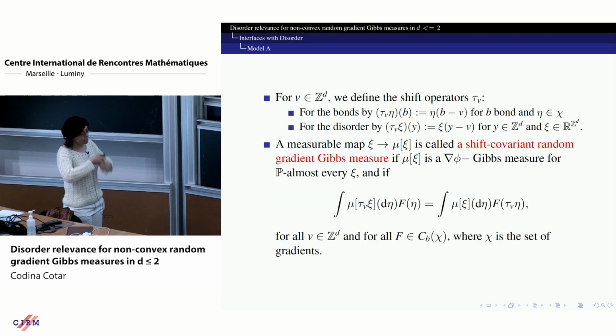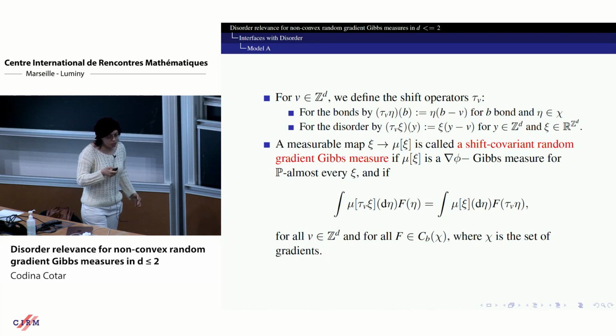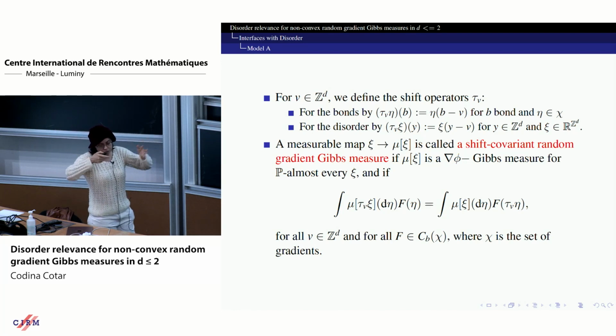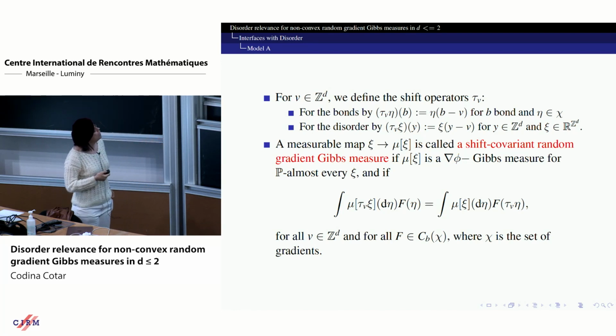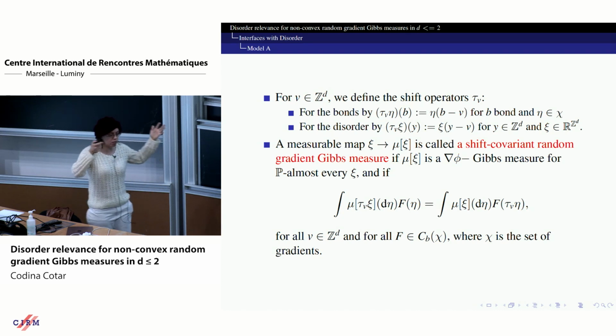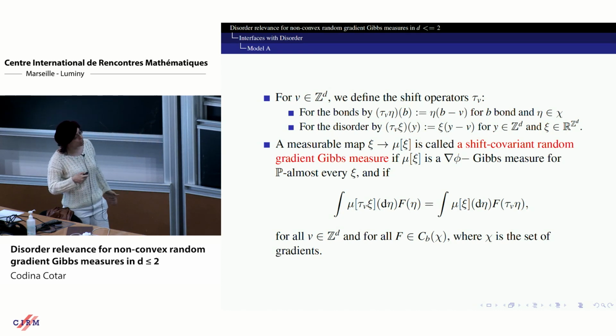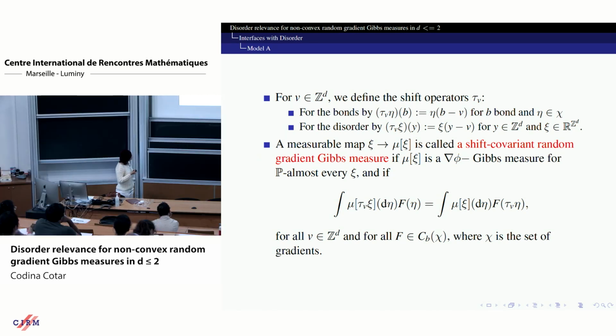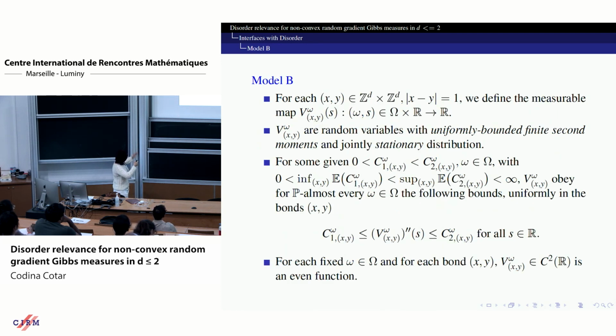I can define the finite volume surface tension. Things become a bit more delicate because now shift invariance would fail in infinite volume, so I will have to define something which is shift covariant, which in some sense means that when I take the expectation over the disorder, the annealed measure becomes shift invariant. This is the first model.